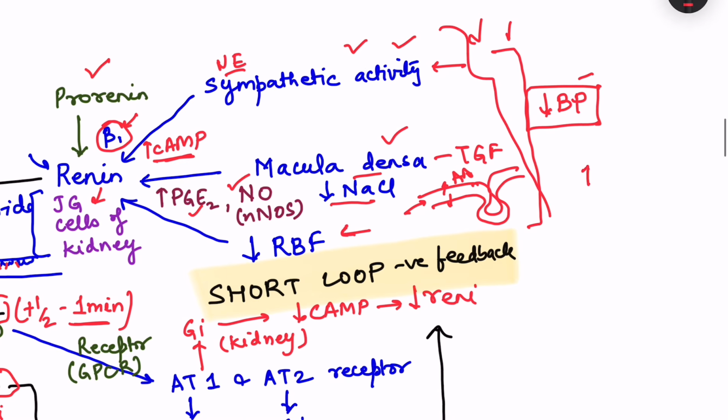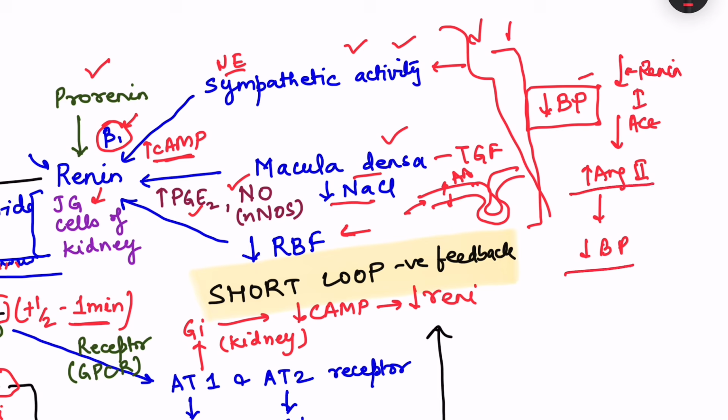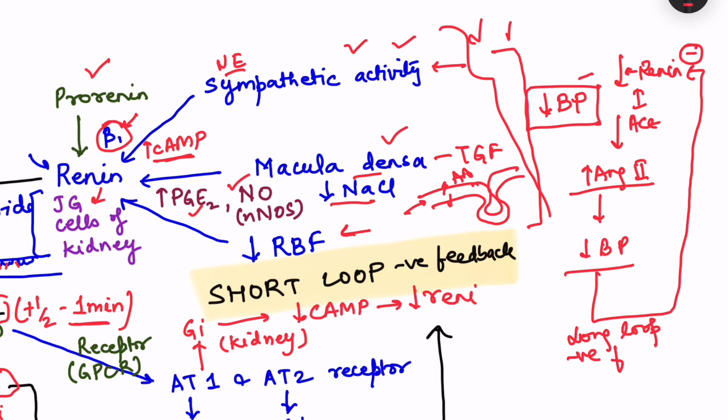So, whenever angiotensin 2 formation increases, there is increase in the blood pressure. Let us see like that, there is ACE, right? So, renin is acting here, forming angiotensin 1. Okay, so angiotensin 2 formation increases blood pressure. This in turn affects all the mechanisms for renin release, causing decrease in the release of the renin. This is known as long loop negative feedback.